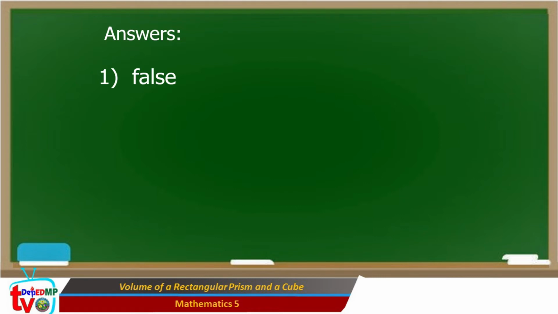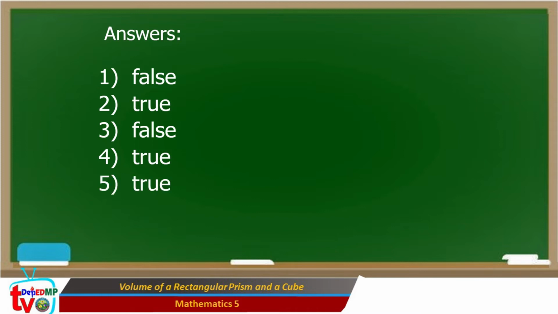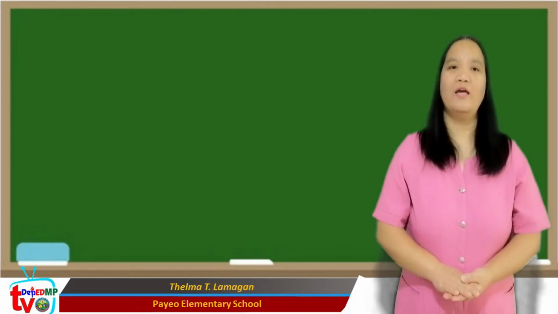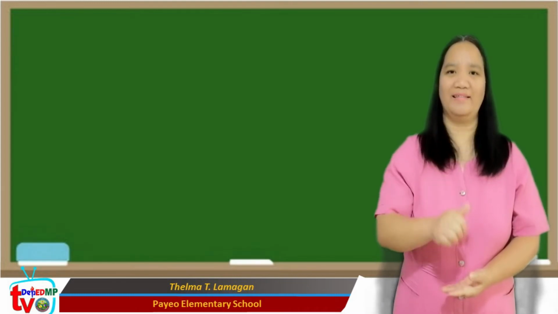1 false, 2 true, 3 false, 4 true, 5 true, 6 0.000045, 7 2,000, 8 3 million, 9 18, 10 10. Count your correct answers. If you got 10, excellent!